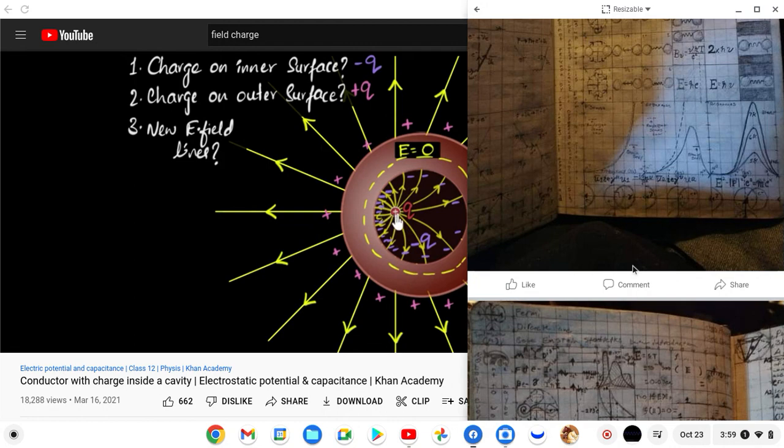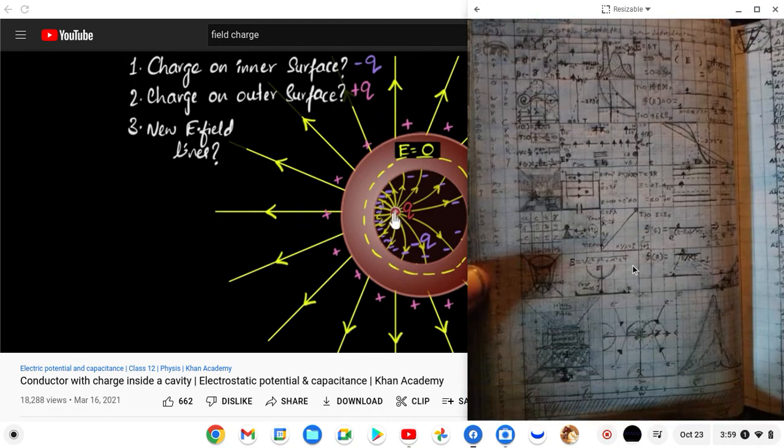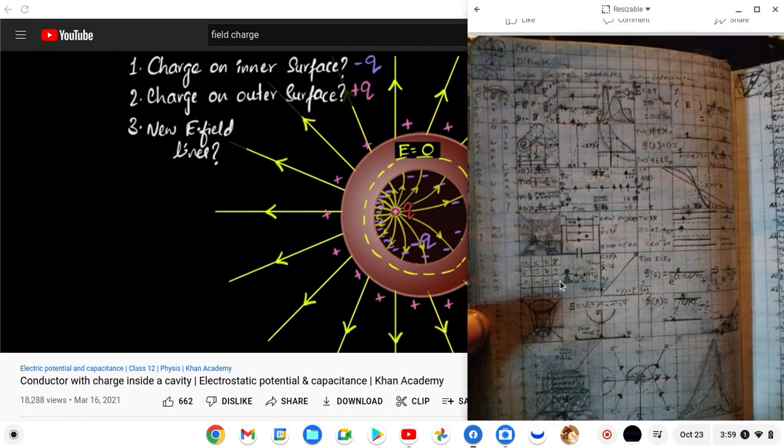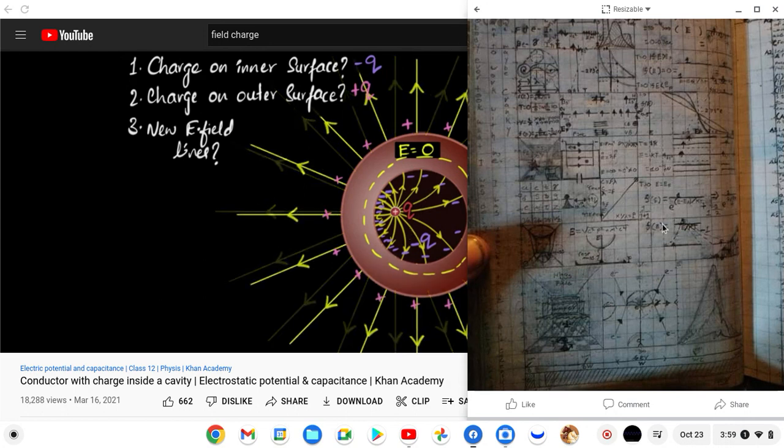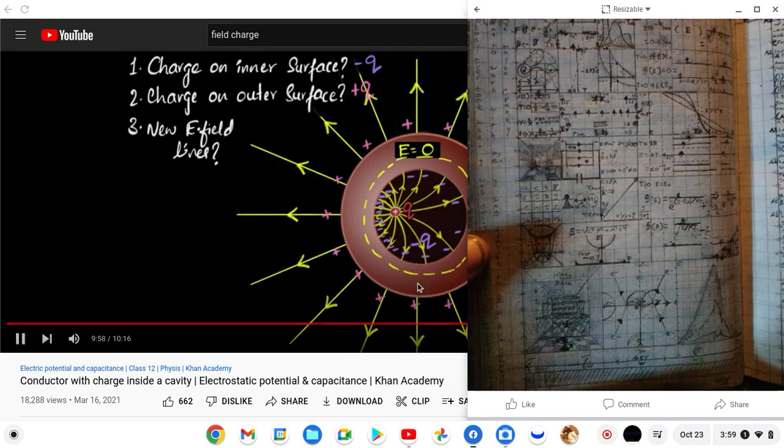Remember, this electric field now appears to be coming from this charge, but because we have a symmetric, uniform charge distribution, the electric field is going to be radial, so it's going to appear to be coming from the center. And so the new outer electric field is going to be radial.